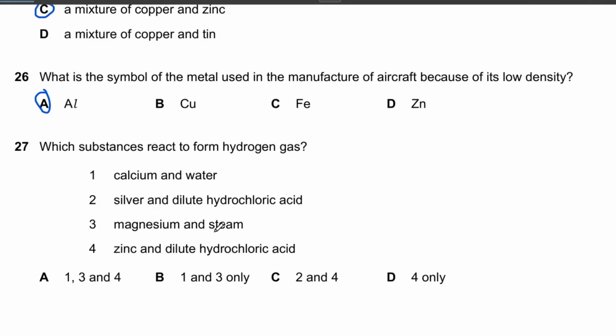Magnesium and steam, yes. Metal and steam, hydrogen gas will be produced. Then zinc and dilute hydrochloric acid, hydrogen gas also will be produced. So therefore, our answer is A, 1, 3, and 4. That is calcium, magnesium, and zinc.